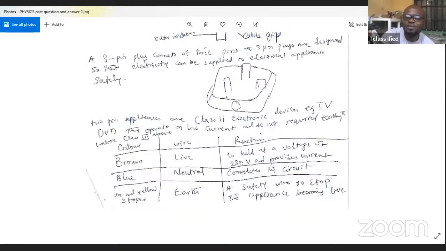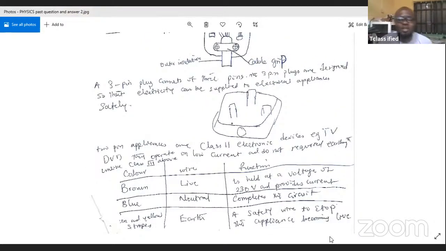So how do they connect? How do they supply electricity safely? Because of the earth and other things. The 2-pin ones are also known as class 2 electronics. 3 pins are known as class 3. You see that the 2-pin ones mostly have only 2 pins. Why? Because they do not have the earth. Because the voltages going into them are very small. That's why they can manage just the 2, the live and the neutral.